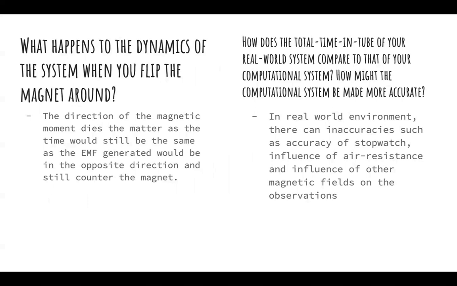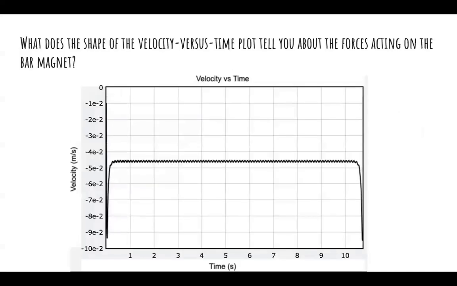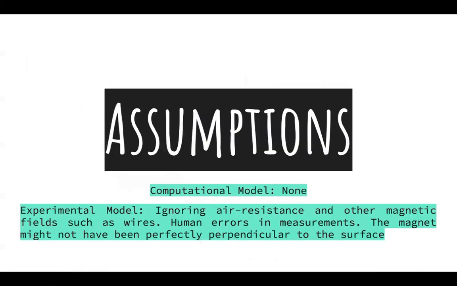I think the inaccuracies were due to the inaccuracies of the stopwatch, human intervention, influence of air resistance, and other magnetic fields. This is the velocity versus time graph. So you can see it reaches its terminal velocity. The assumptions in the computational model are none.